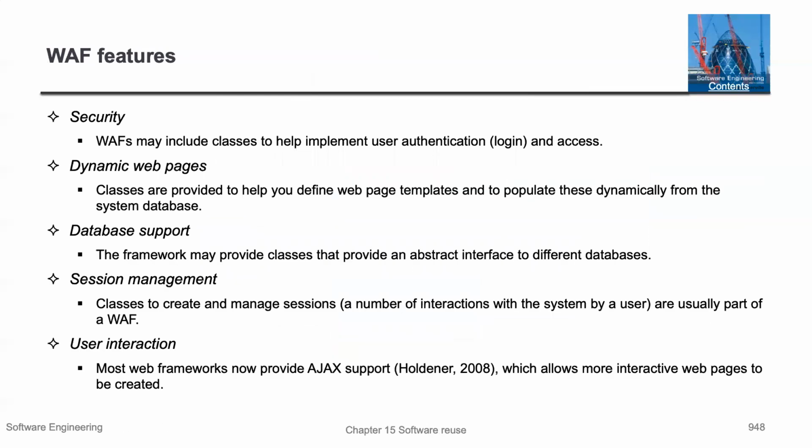So what are some of the features that we might want to be thinking about? There's security. WAFs may include classes to help implement user authentication and access. For web dynamic pages, classes are provided to help you define web page templates and to populate these dynamically from the system database. You have database support. The framework may provide classes that provide an abstract interface to different databases. You have session management, where classes are there to create and maintain sessions. It can be a number of interactions with the system by a user and is usually part of a WAF. And finally, most web frameworks now provide AJAX support, which allows for interactive web pages to be created.